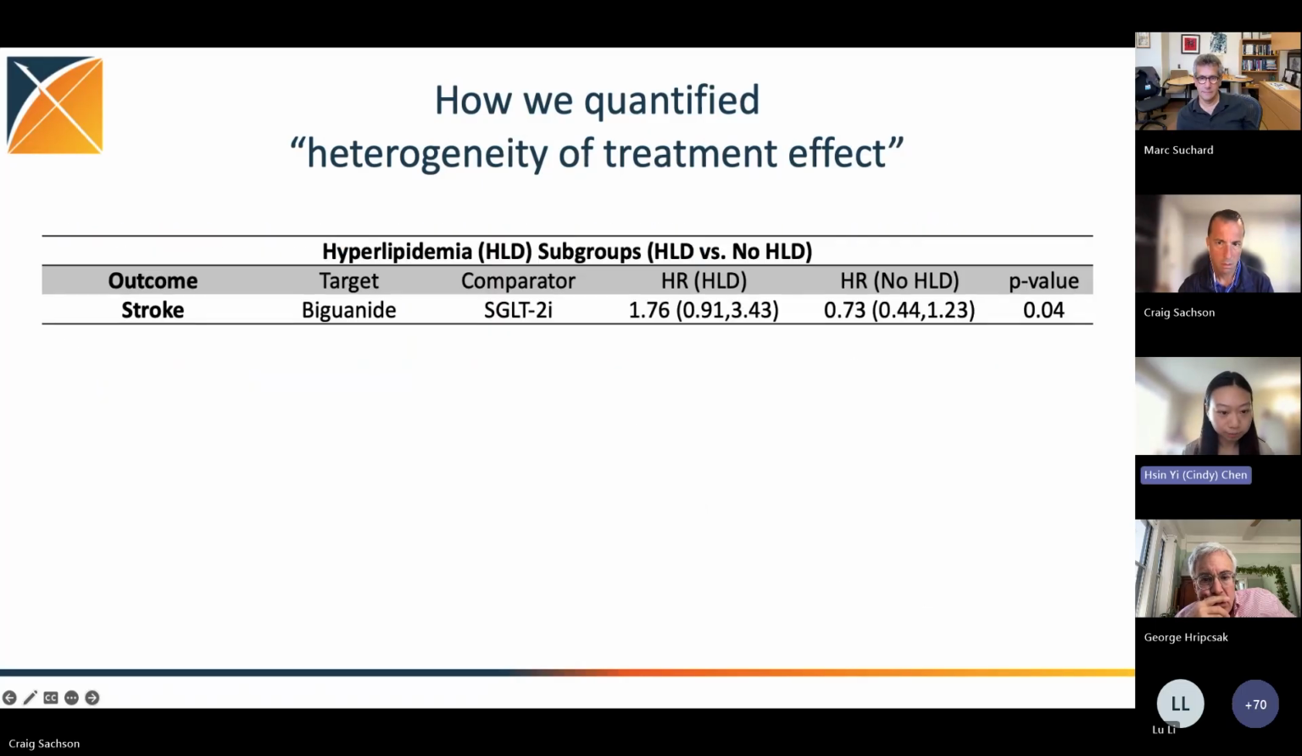In this case, our outcome is stroke. Our target and comparators are biguanides and SGLT2 inhibitors. Our subgroups of interest are patients who have hyperlipidemia versus no hyperlipidemia.